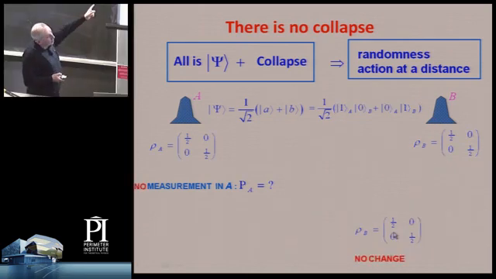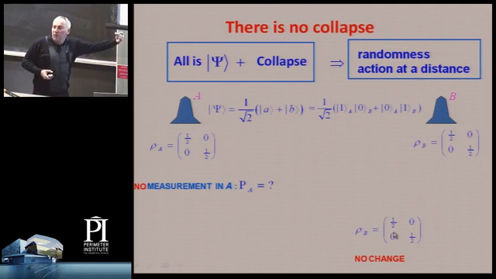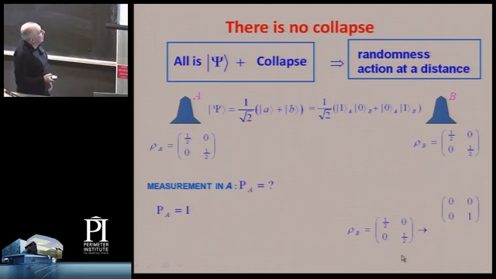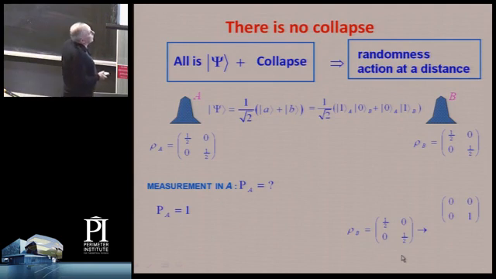Now, if we don't do any measurement, of course, no change. It was this density matrix, it remains this density matrix. So it's collapse that made this action at a distance.